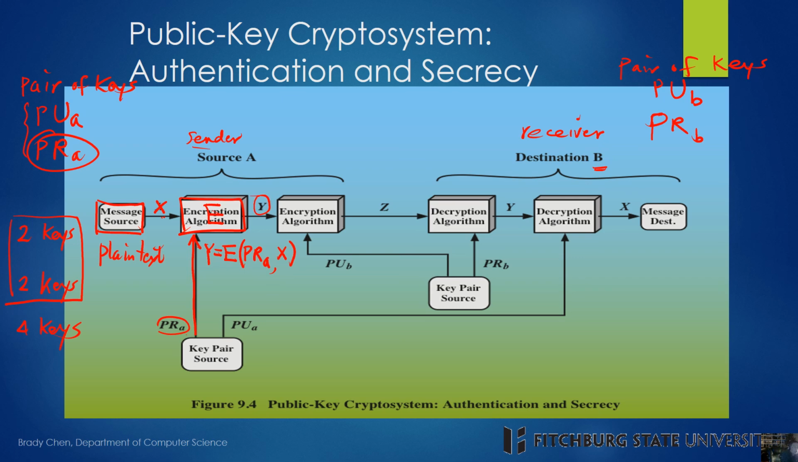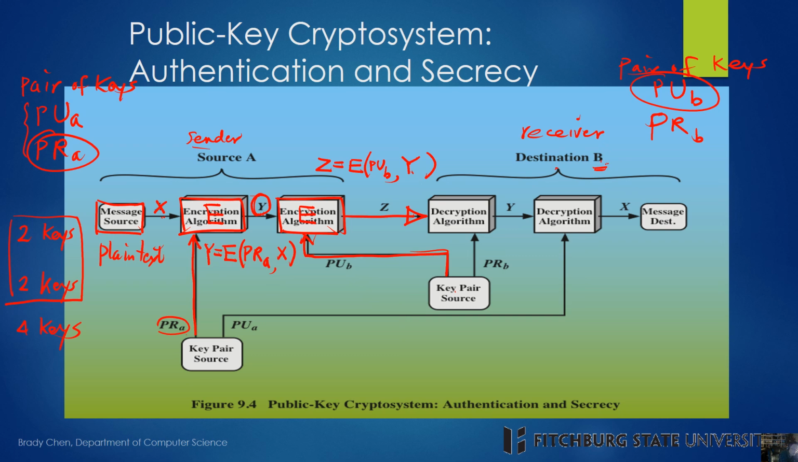Now, the sender is not going to send Y to the destination. The sender is going to apply the encryption algorithm again. This time, the sender is going to encrypt the ciphertext Y with the public key of the receiving side. So the sender uses the encryption again, this time using the ciphertext combined with the public key of the receiving side, which is destination B, right? This is going to generate a message Z. Then the sender sends Z to the destination.